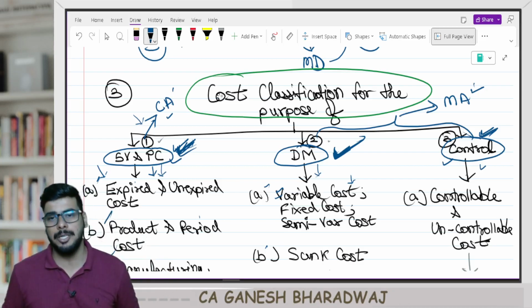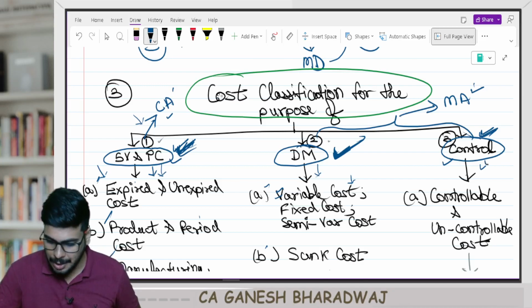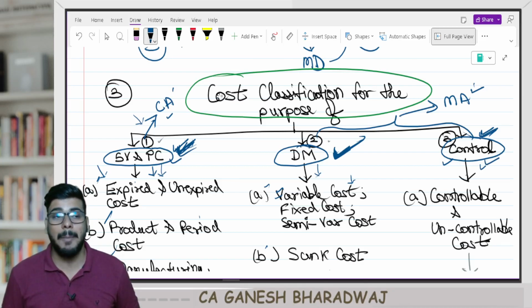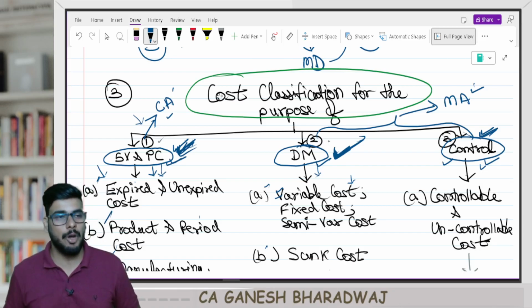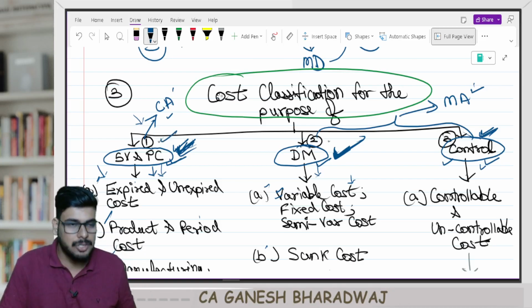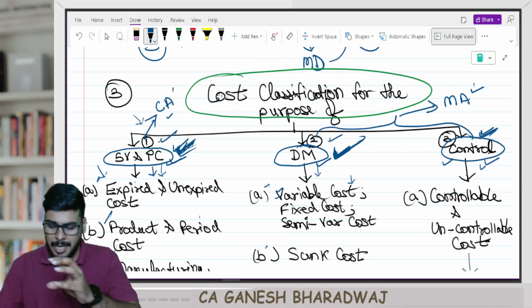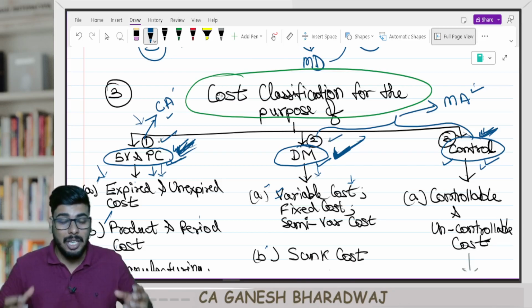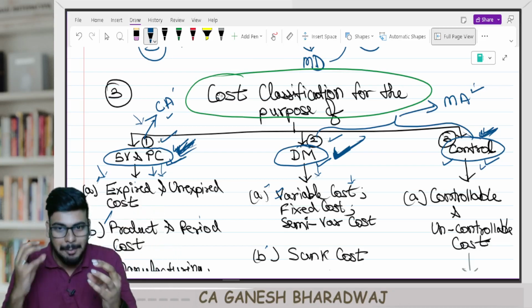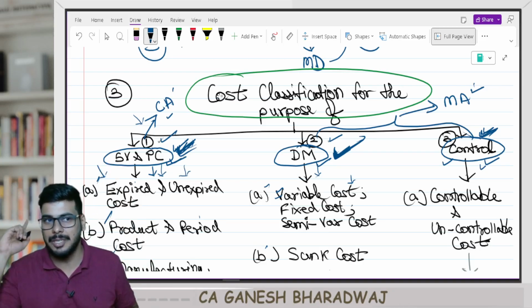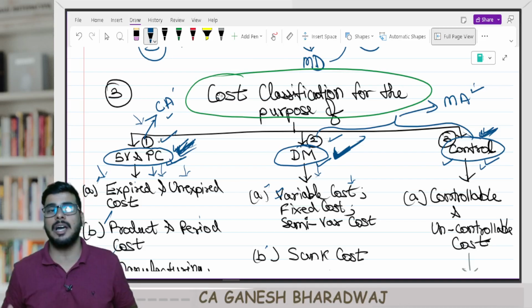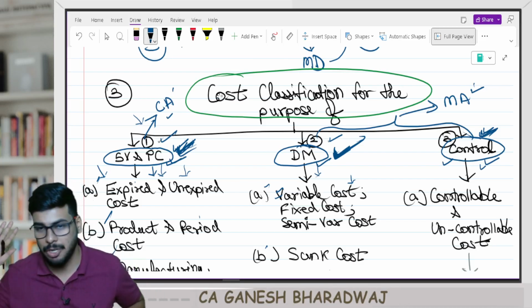Clear with this? There are some chapters like standard costing that come under the category of control. There is a chapter called marginal costing that comes under the category of decision making. There is a chapter called cost sheet that comes under stock valuation and profit computation. There is a chapter called material cost. Some portion of the chapter achieves stock valuation, profit computation, some other portions decision making, some other portions control. So not just chapter wise, you should drill down, concept wise you should see which objective it is achieving. Only then you will be able to look at the cost from the right perspective. Are you clear with this? This is a very, very important clarity that you need to hold before you enter into the subject. Are you clear with this, guys?